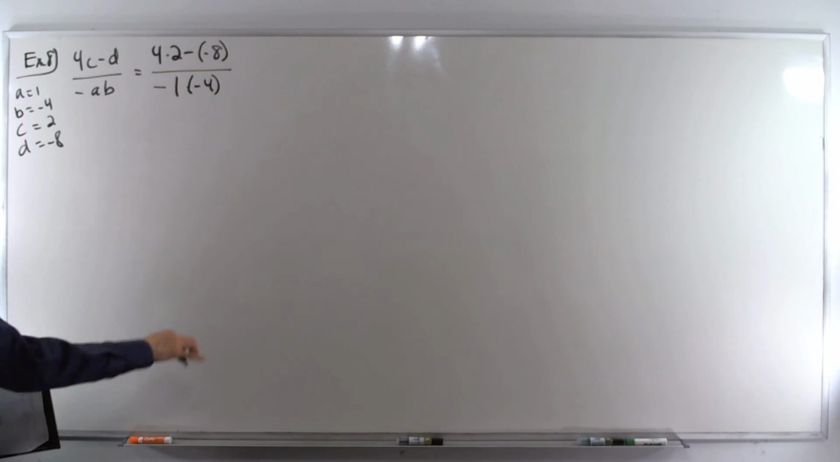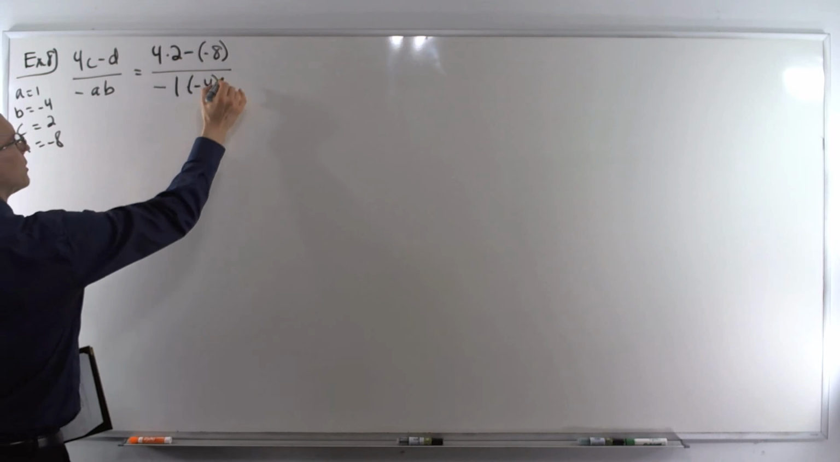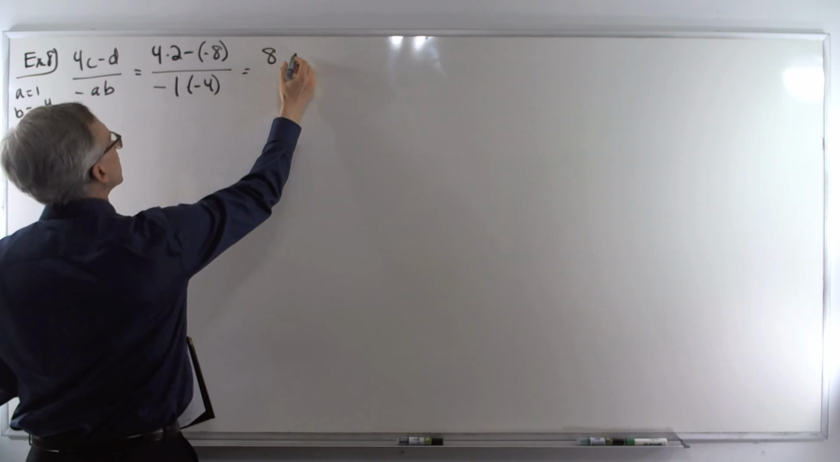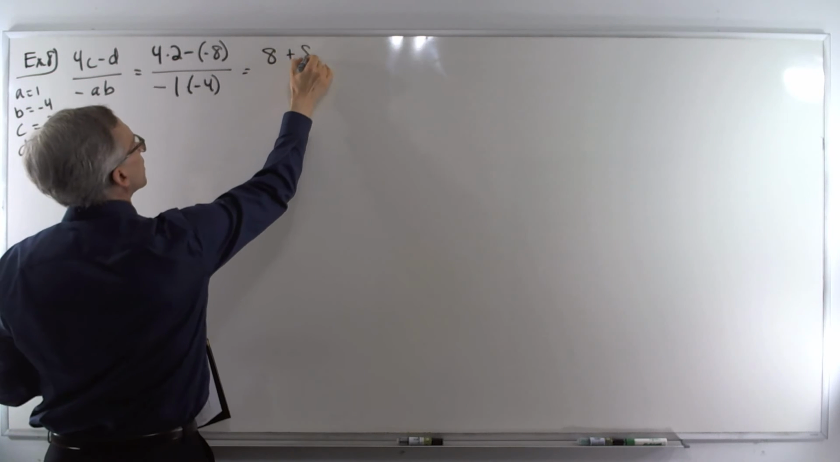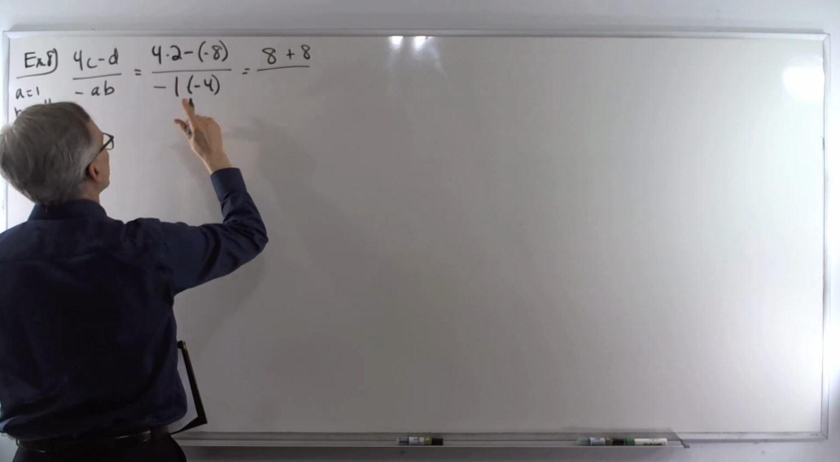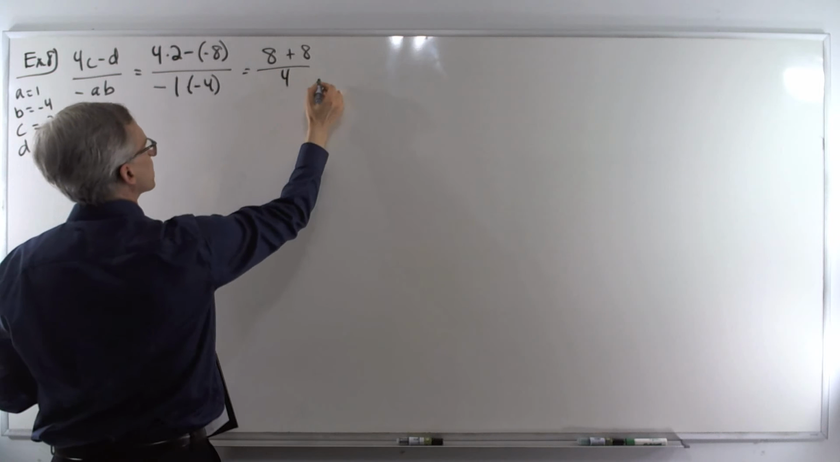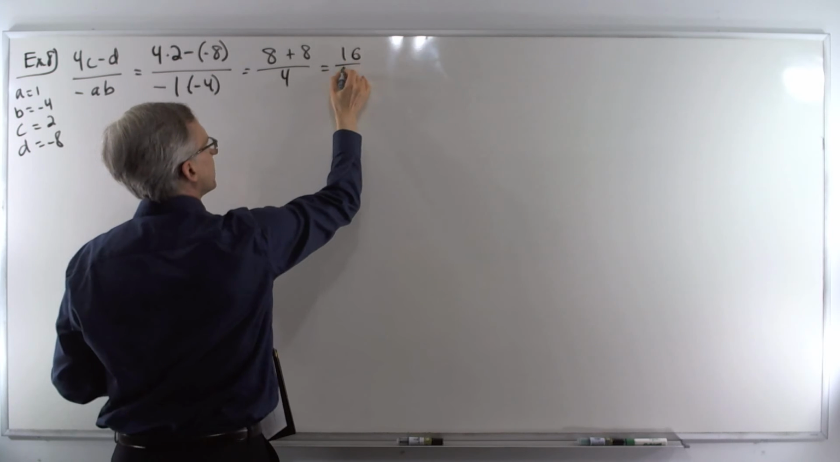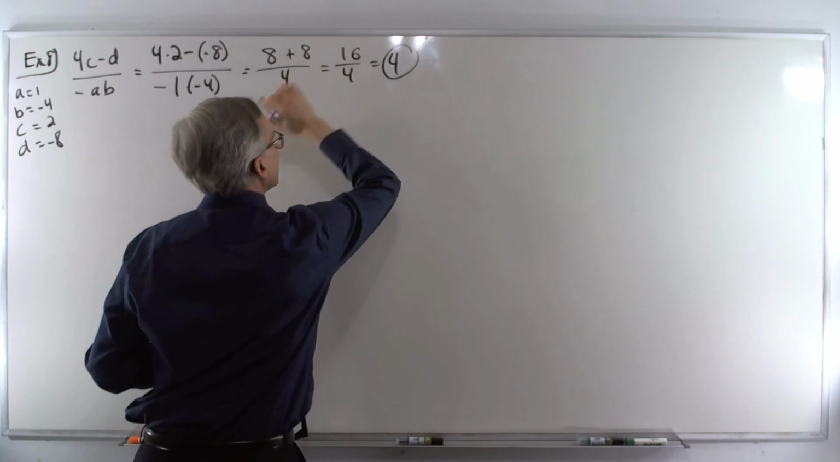Order of operations on top. We're going to start with a multiplication here. And then subtracting that negative is like adding, so we have 8 plus 8 on top. And then negative 1 times negative 4 is positive 4. So that's 16 on top over 4. And the answer is 4.